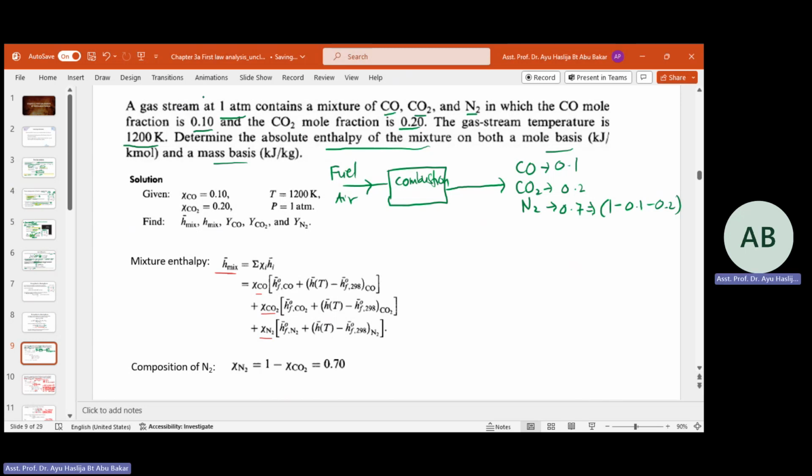Now the condition they give is a gas stream at 1 atm. P is 1 atm. T is 1200 Kelvin. Gas stream, not the combustion chamber, the gas stream. Okay, so it asks you to find the enthalpy of the mixture. Enthalpy of mixture. So H mix, mixture of the gases. So we must find the total enthalpy of the mixture.